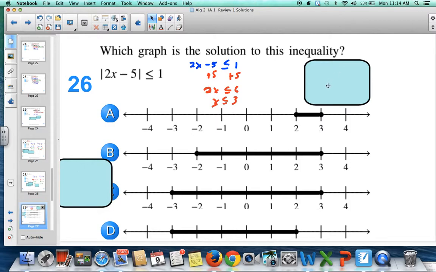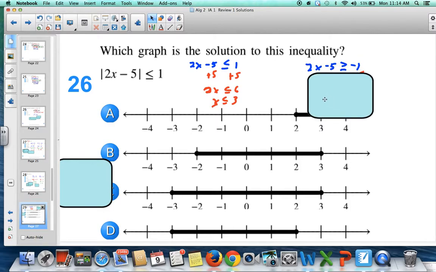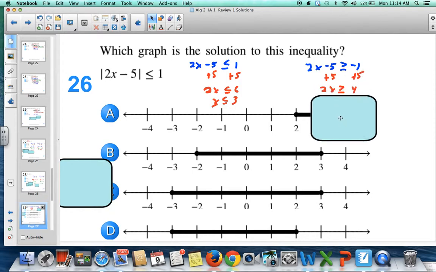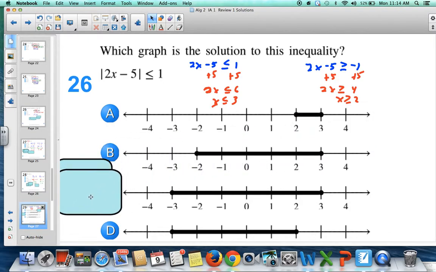In this one over here, I'm going to say 2x minus 5. I do two things. I switch the direction of the arrow, and I change this sign to negative, the opposite. And then I have a problem like this. Add 5 to both sides. So I get 2x is greater than or equal to 4, which means x is greater than or equal to 2. And that's that. Then I look for that. Which one has that? Well, it has to be greater than 2, so it's from 2 over, and then less than 3. So it's basically just this one right here, A.